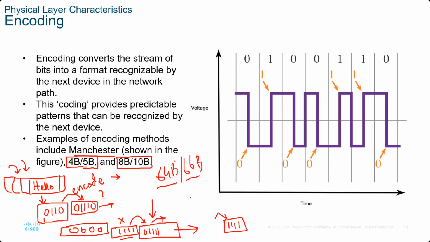which gives it the extra characteristics, which helps us in synchronization of the clocks between two devices. It avoids the long sequence of zeros and ones as well, and other properties which we don't want to get into at CCNA. Okay, but I hope this clears up what the encoding is, and this is also part of the physical layer standard, which has to define which type of encoding scheme is needed.